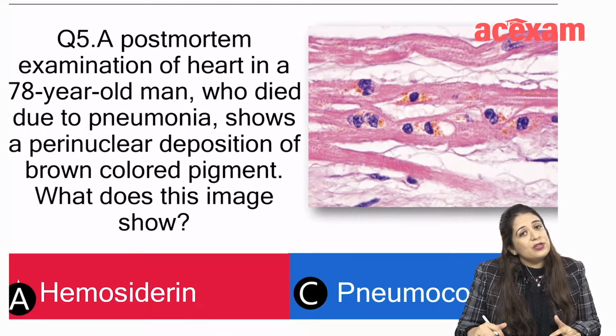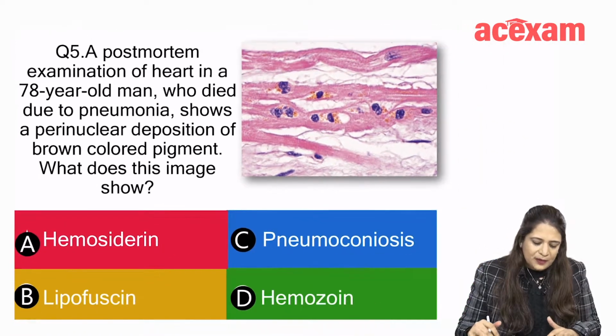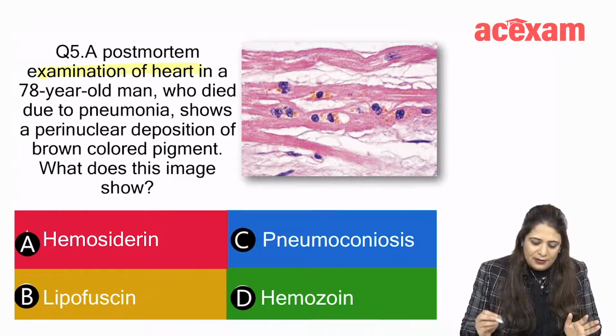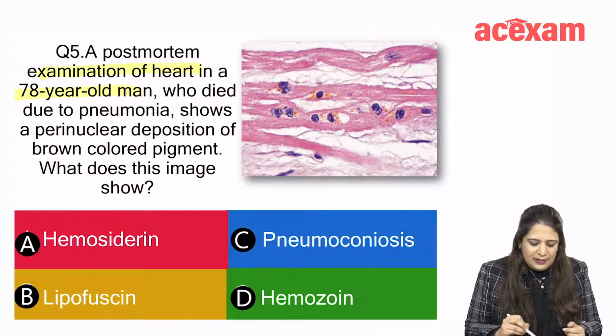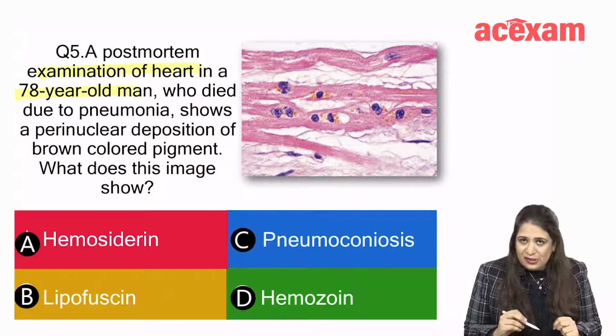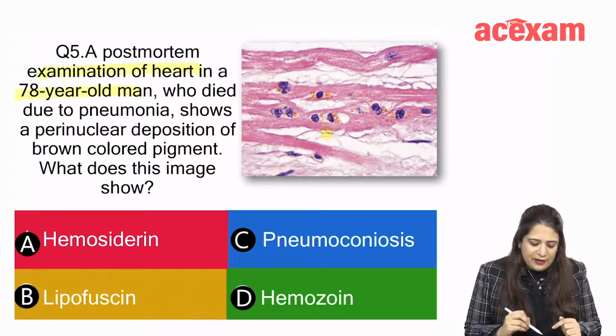So let us begin the next question. Let us go to the next question, which is a post-mortem examination of heart in a 78-year-old man, an elderly man that is, and who died due to pneumonia. Some extra bit of information which has been given. Maybe they are suggesting that the heart disease was not the cause of death. Heart disease, the kind of finding you are seeing here, is an incidental finding.